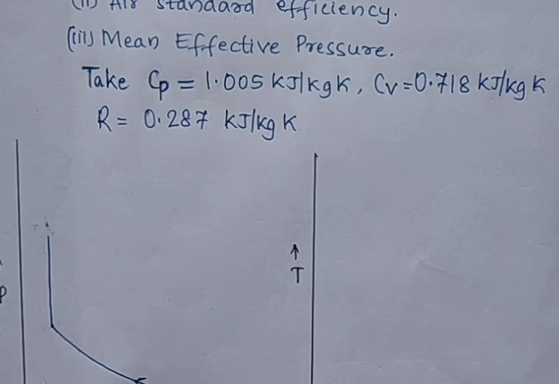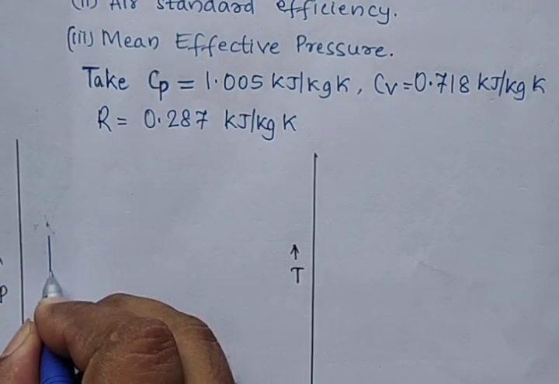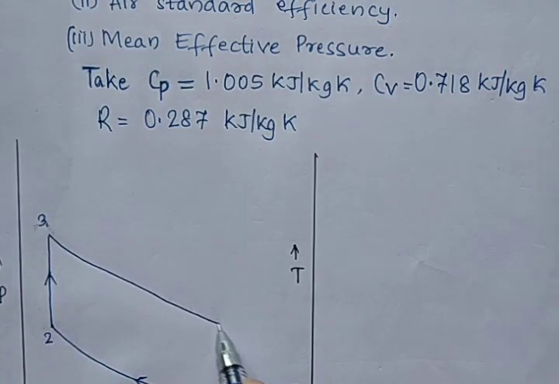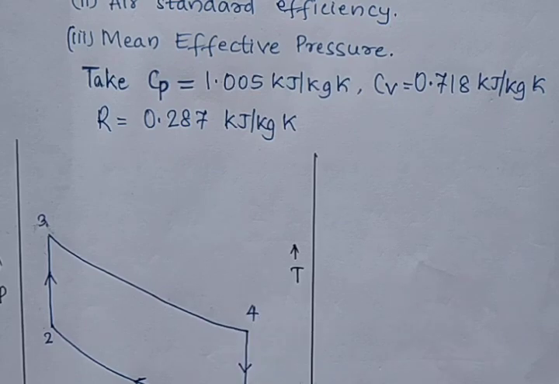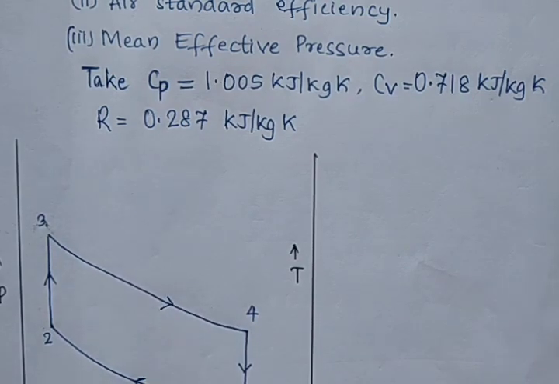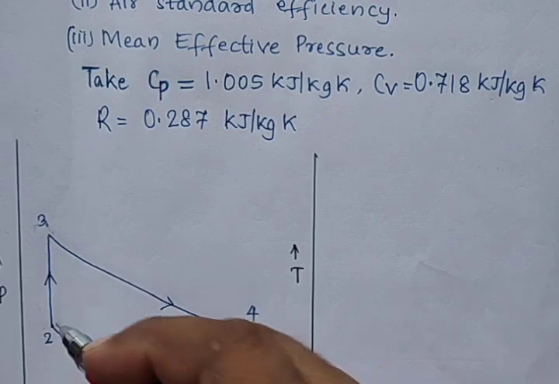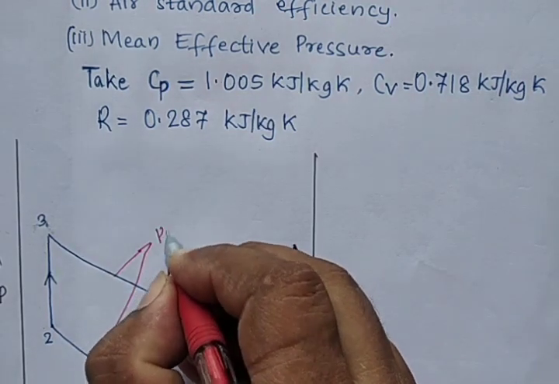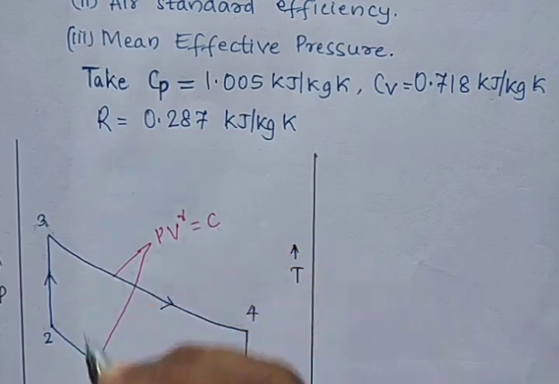So 1 to 2, 2 to 3 and then 3 to 4. So I repeat, 1 to 2 polytropic compression, that is I am going to write PV to the power gamma equal to constant, that is adiabatic compression process.